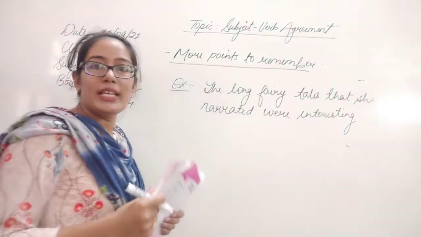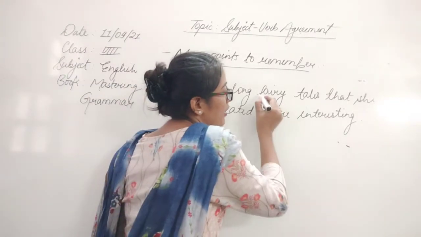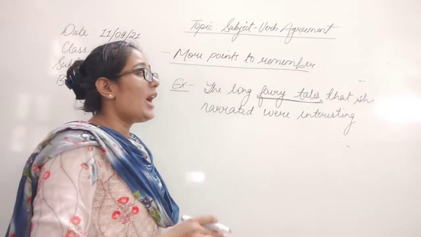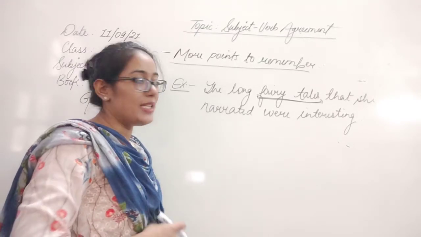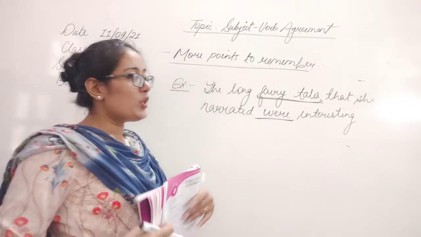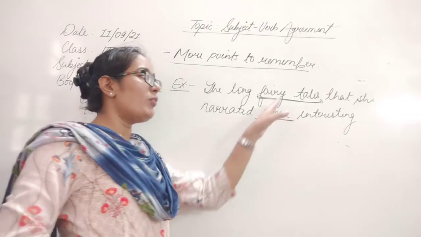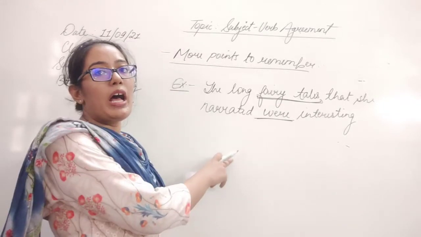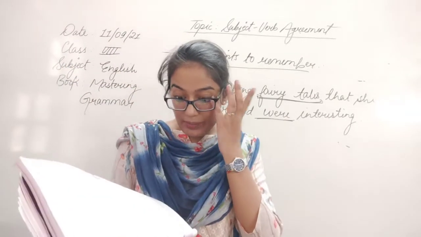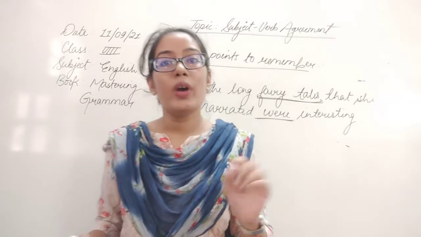Okay, beta. So in this, what do we see? Where is the subject in this sentence? Subject is fairy tales. Okay, fairy tales becomes the subject. And what's the verb? Where is the verb in this sentence? Verb is were. Okay, so you can see the distance between the subject and the verb is far away from each other. They both are far away from one another. Am I clear, students?